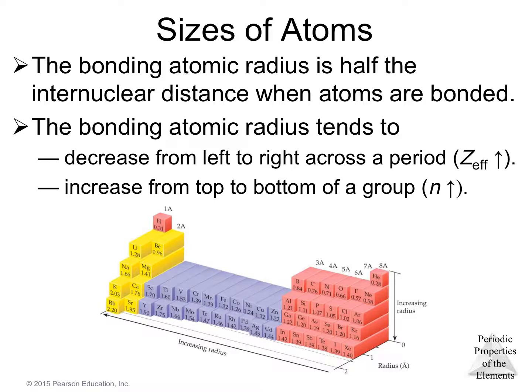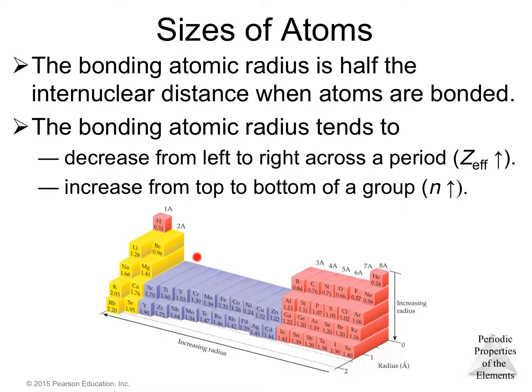That changes as you go across the periodic table in a predictable manner. You can see here, this is trying to show you that it decreases as you go from left to right, and it increases as you go down the periodic table. The reason it increases as you go down is because each time you go down a row on the periodic table, you're adding an energy level. So as you add energy levels, the atom gets larger.